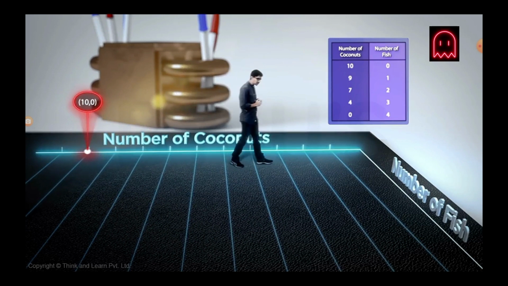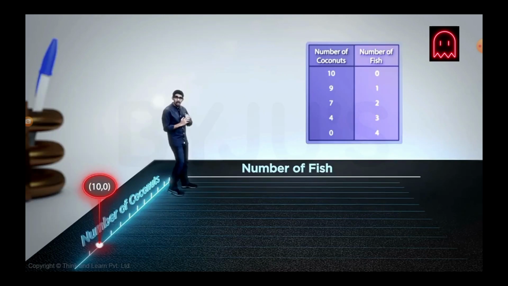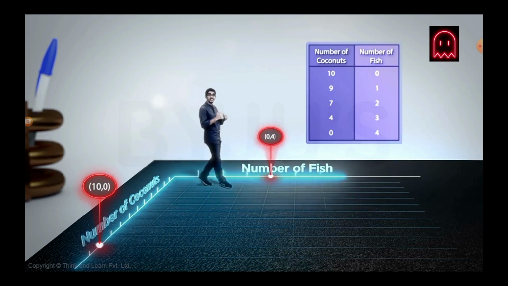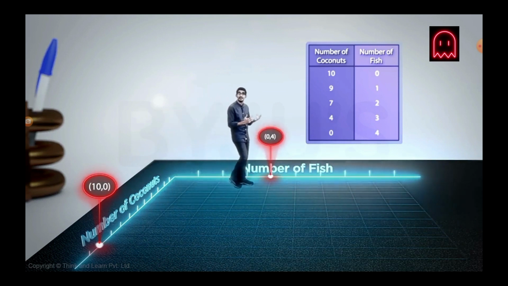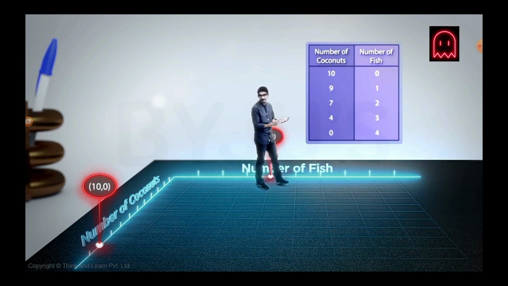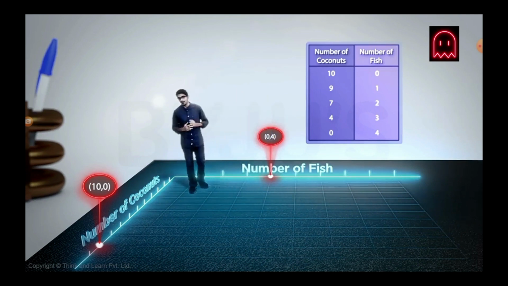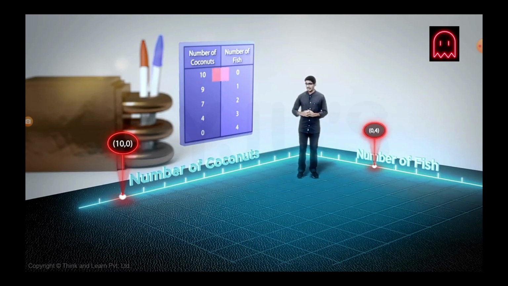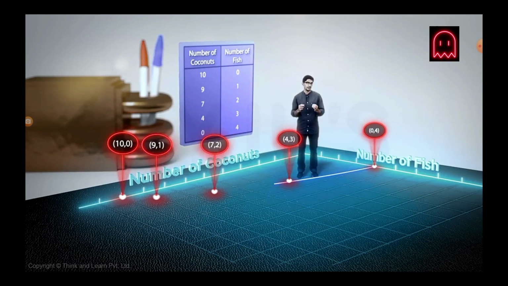Let's go back to the origin now and let's look at the y-axis. Along the y-axis, we reach a new point, which is point 0,4, which is the number of fishes which Crusoe can achieve if he spends all his time on fishes. Now again, we'll go back to the origin now and we look at the rest of the points as well. So let's bring all the points into the graph now. We have 10,0 here, we have 9,1 here, we have 7,2 here, 4,3 here and 0,4 here. And when we join them all together, we get a curve. And this curve is called the production possibilities frontier.